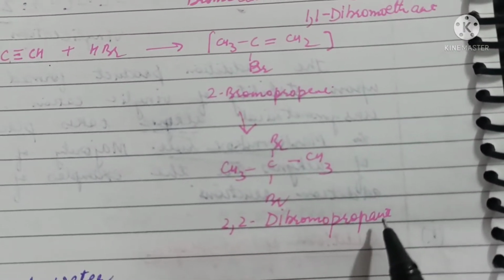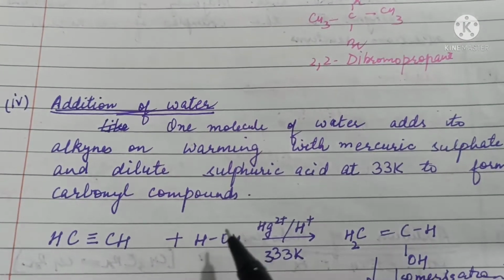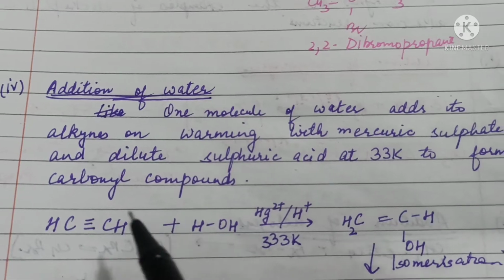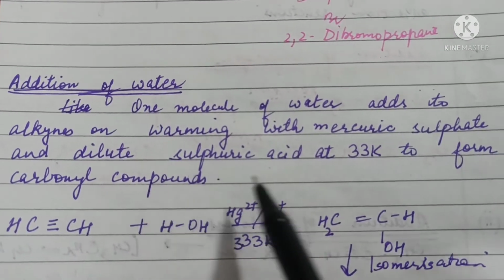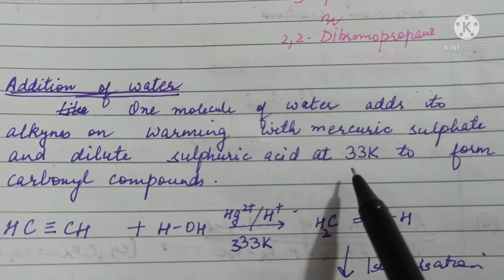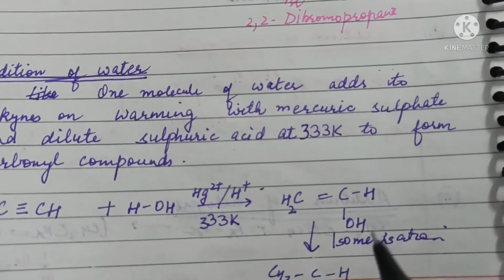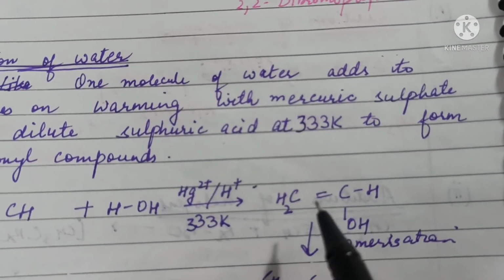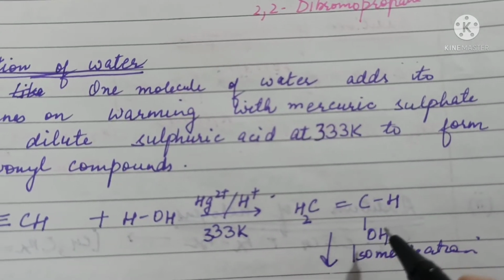So 2,2-dibromopropane is formed. Addition of water. One molecule of water adds to ethyne in the presence of mercuric sulfate and dilute sulfuric acid at 333 Kelvin to form first an enol, with a double bond and OH. First, this product will be added.